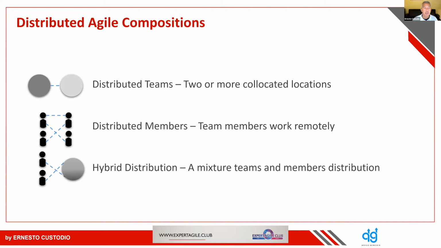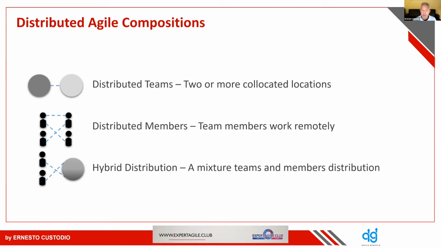There's the idea that we can have three major forms of distribution. The first is that we have distributed teams. That is two or more co-located teams in different places. Those might be within the same time zone. Those might be across countries in different time zones.